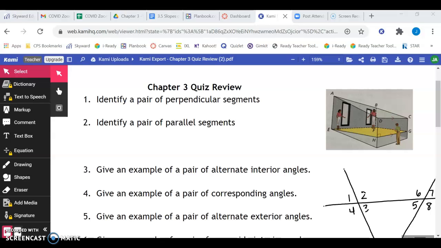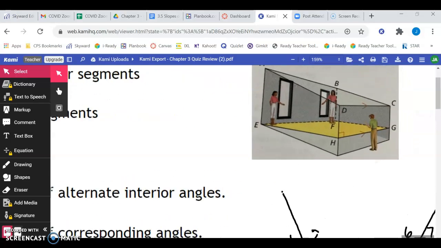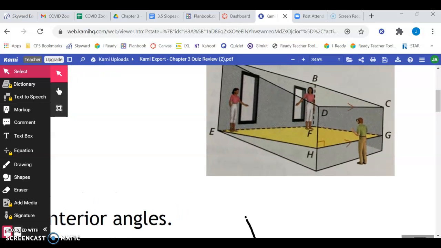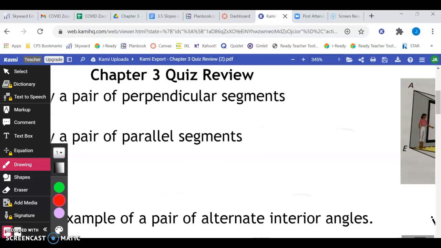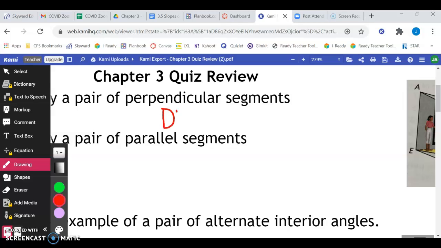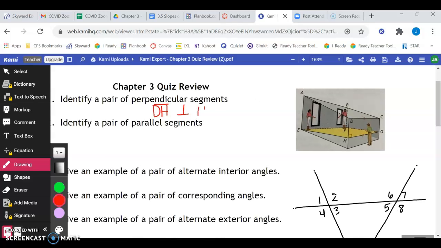So number 1 says identify a pair of perpendicular segments. Perpendicular lines or segments are going to form a 90-degree angle. So you are going to look and see in this picture, there is a 90-degree angle labeled. So I'm definitely going to use some segments that are attached to that. DH is going up and down, and then HG is going side to side, or I could pick HE that's going backwards. So for this answer, I'm just going to write segment DH is perpendicular to HG.